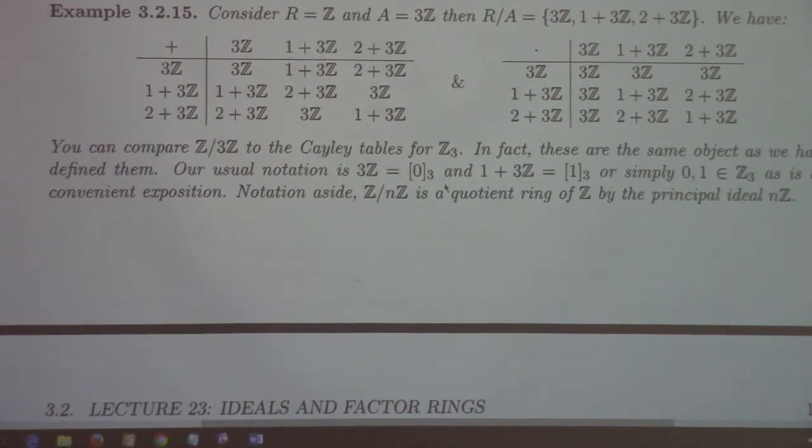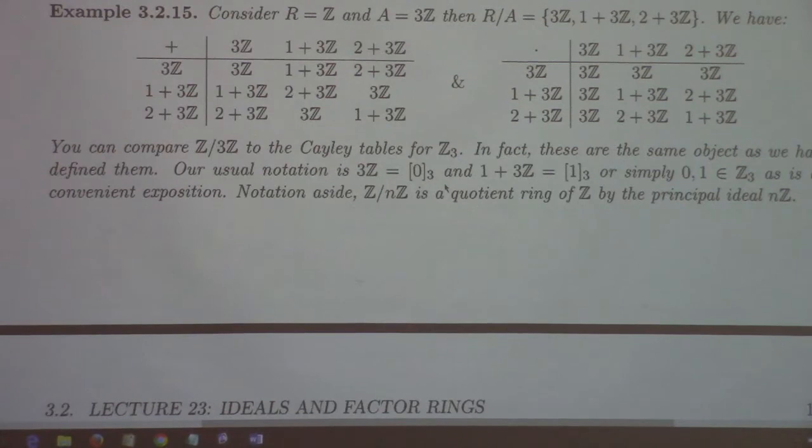Anyway, if you look at this, you can pretty clearly see that this is exactly the pattern for Z mod 3, right? And that's because this is literally Z mod 3. Z mod 3 is the factor ring of the integers by the multiples of 3. That's, in fact, our construction. This is just a different notation we haven't used as much.